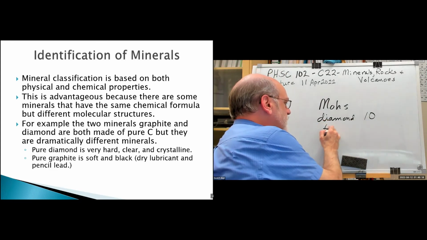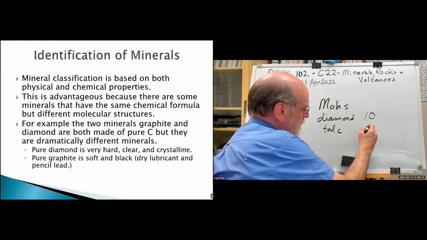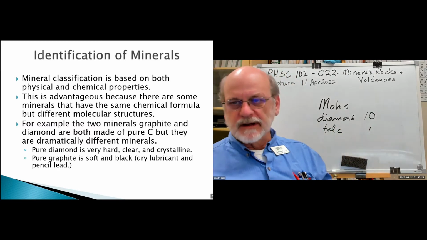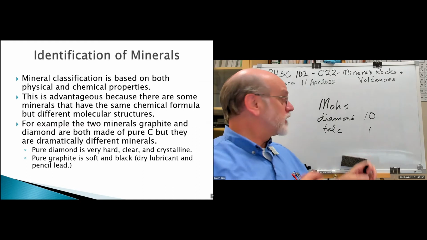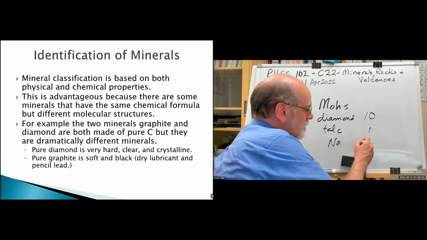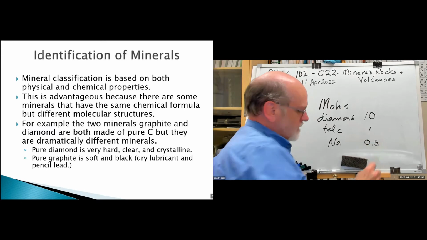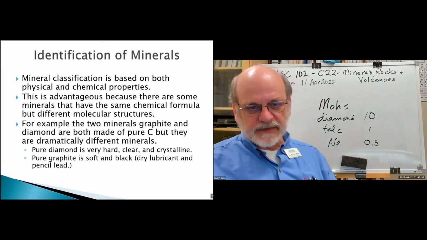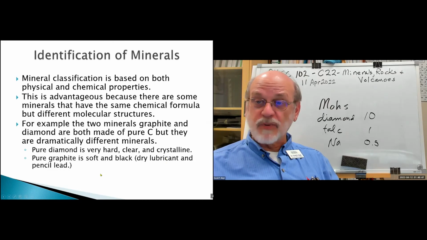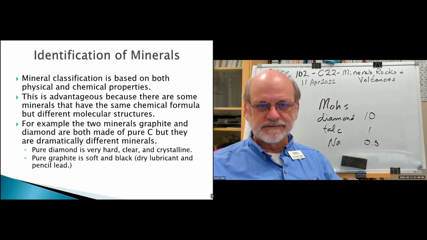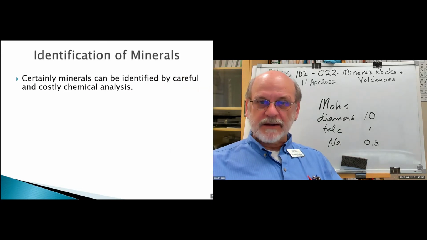The softest naturally occurring mineral is talc at 1. But you can get softer than talc. Some metals are very soft. Sodium has a Mohs scale of about 0.5. So it's softer. Whereas graphite is softer than diamond. In fact, it's often used as a dry lubricant. It's also part of pencil lead, right? Pencil lead is not made of lead. It's made of graphite and some binding agents. Okay.